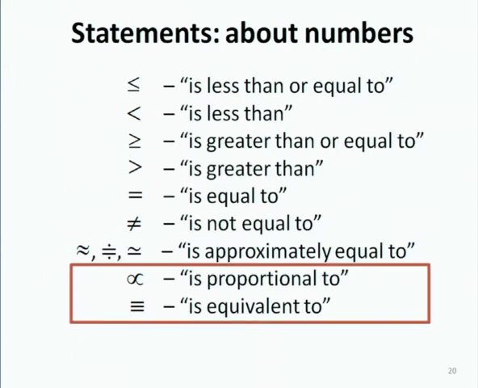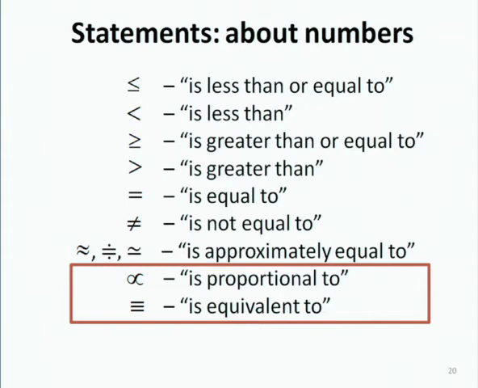This symbol, that looks like an infinity sign with the end cut off, means "is proportional to," and that's used in physics. So that means that they grow at the same time, but they're not necessarily equal. It usually means that one thing is like 5 times another thing.